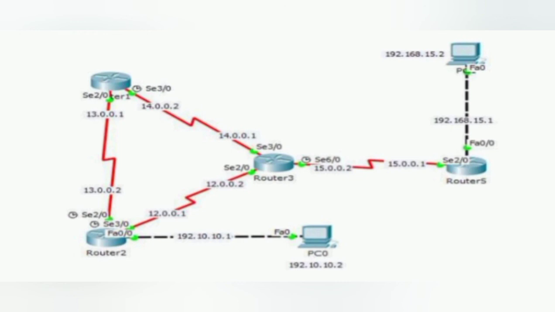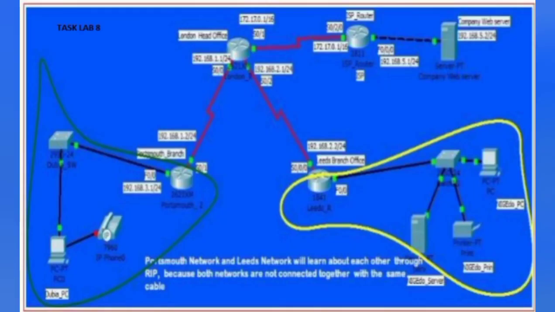You have to follow the same concept to do this second task, which you can see at the moment on your screen. Just configure every interface of the router and assign IP addresses, configure RIP. That's about it. Thank you very much.